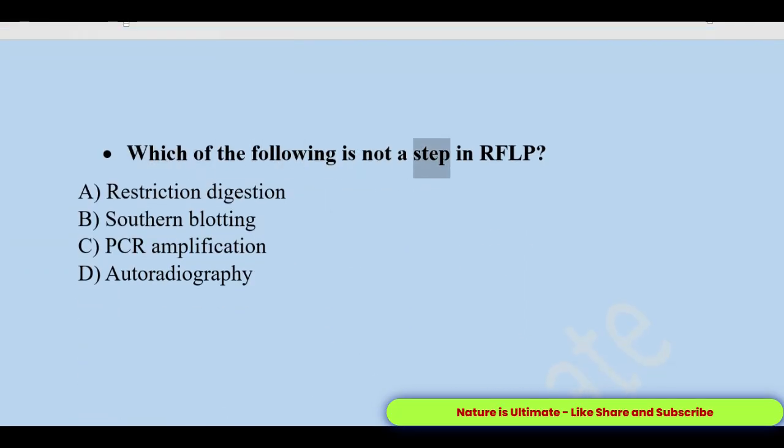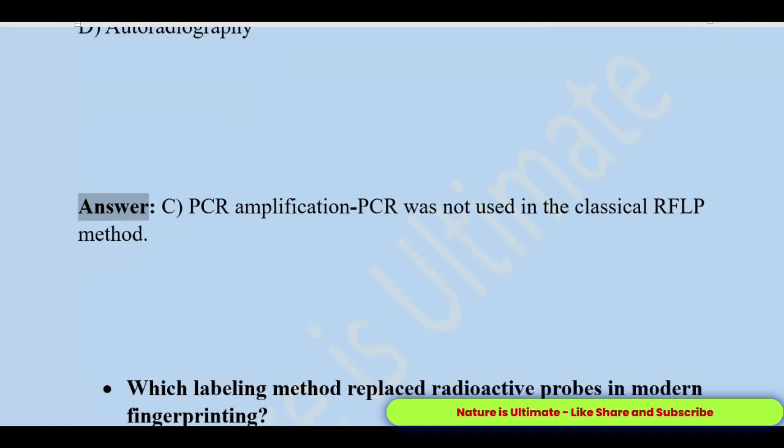Which of the following is not a step in RFLP? A. Restriction digestion, B. Southern blotting, C. PCR amplification, D. Autoradiography. Answer: C. PCR amplification. PCR was not used in the classical RFLP method.